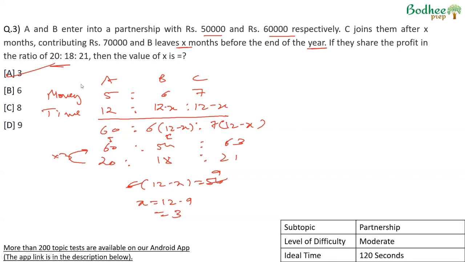I'll say this question is a moderate sort of a question. The solving time, again, will not be too high, probably less than 2 minutes. But there could be some confusion as to how to take the time and how to equate the ratios. And therefore, moderate question. The solving time will not be high because the numbers are easy.